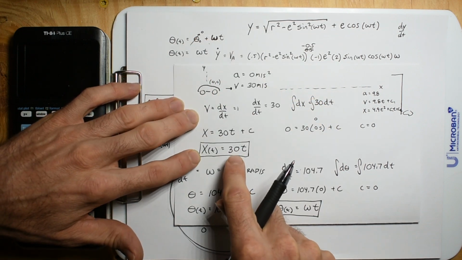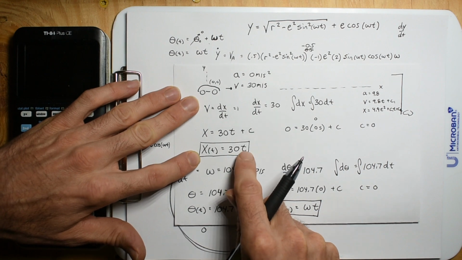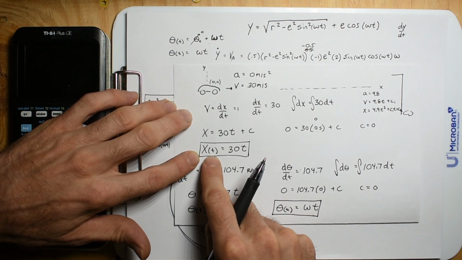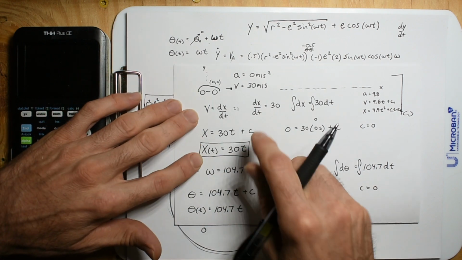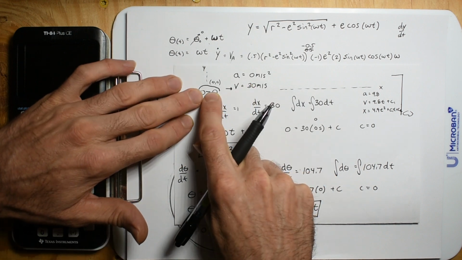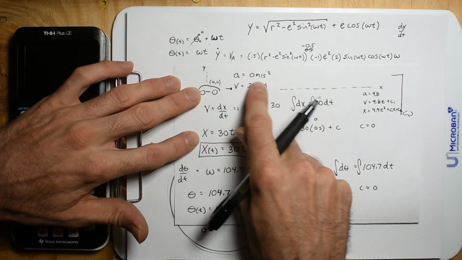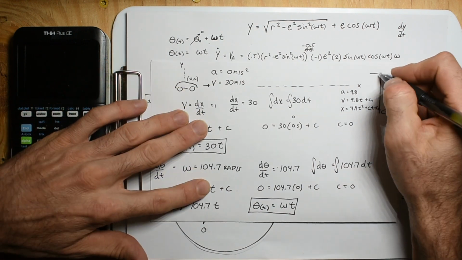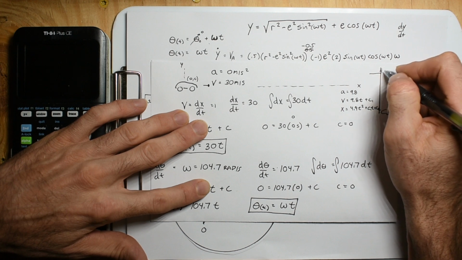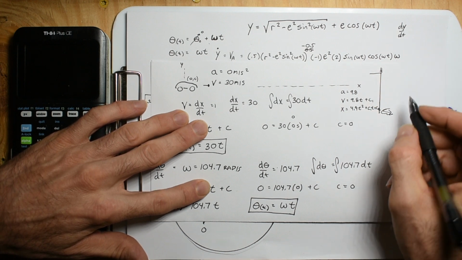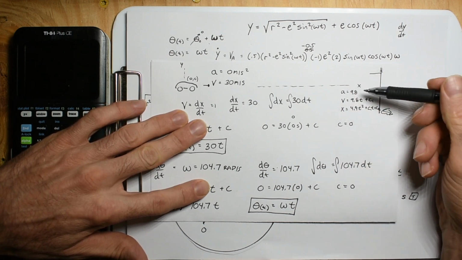Just like if we have velocity in meters per second times time, that gives us our position. Now this is the case if we don't have any acceleration. In this case, we're just going at a constant speed. Acceleration is 0.